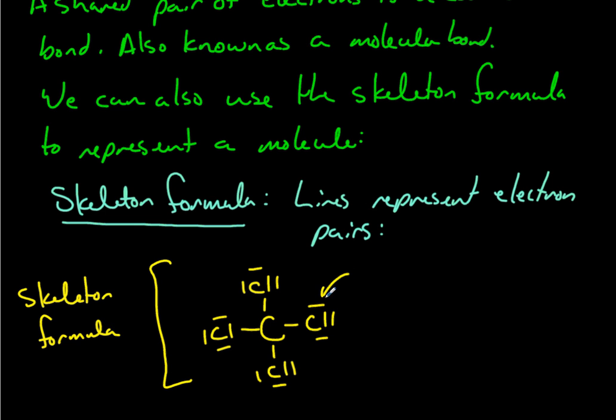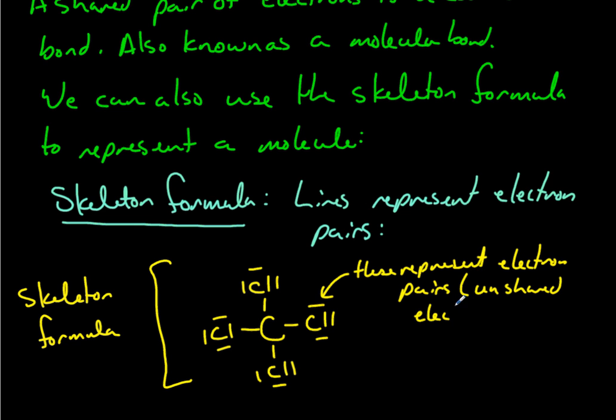And we'll just say what these are. These represent electron pairs. Okay, and in this case, we call these unshared electrons because they're just belonging to chlorine. And down here, where the line connects two elements, we call these bonding electrons. They're found within the bonds. Okay? So that's all there really is to the skeleton formula.